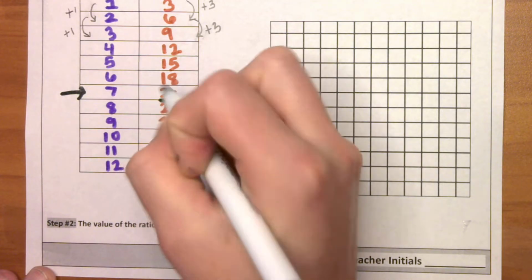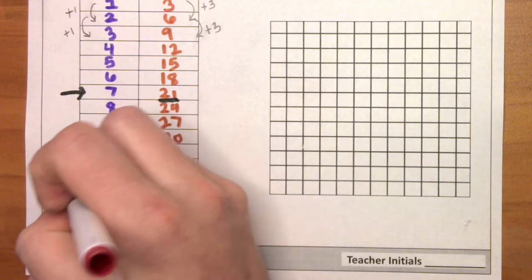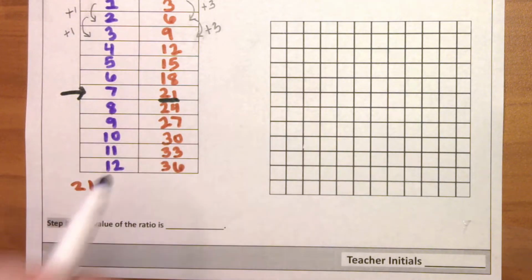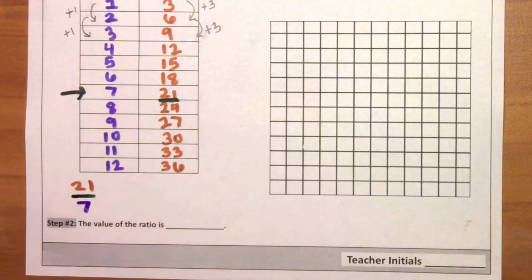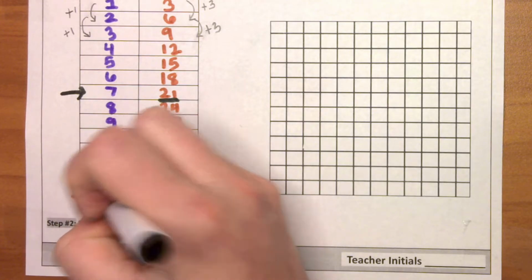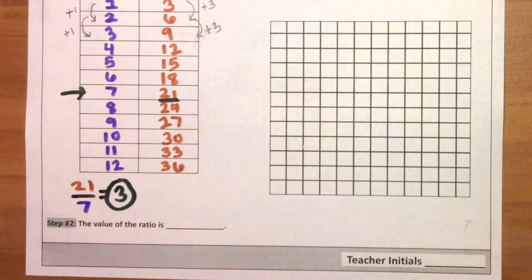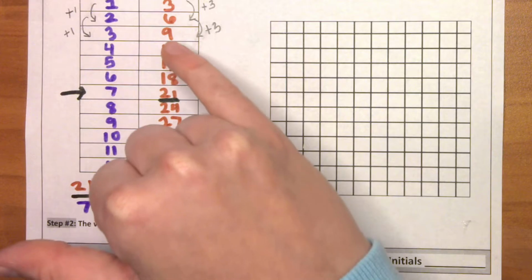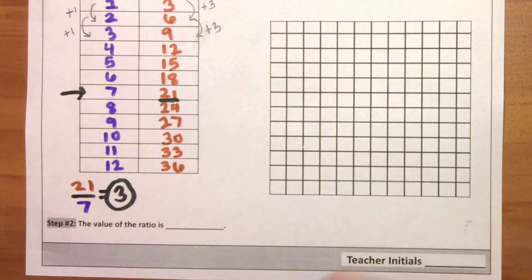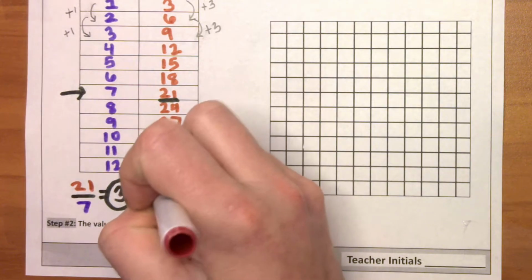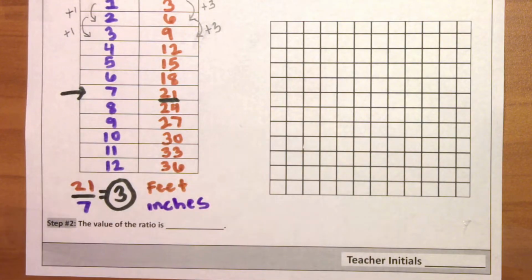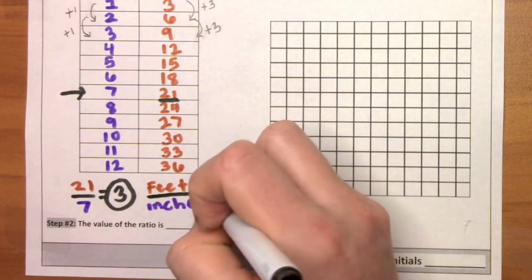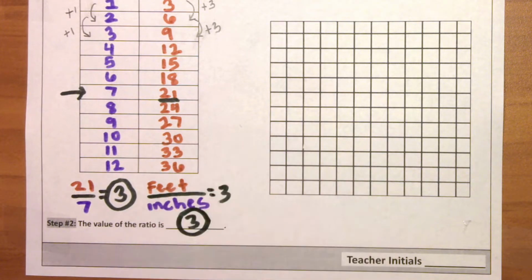So I'm going to take my feet, 21, and divide it by my yards, 7. And 21 divided by 7 is 3. Now you can choose any value. Okay, you can choose any of these. So you could do 12 divided by 4 and you would get 3. As long as you're doing feet divided by yards, you will get the same value, which is 3.